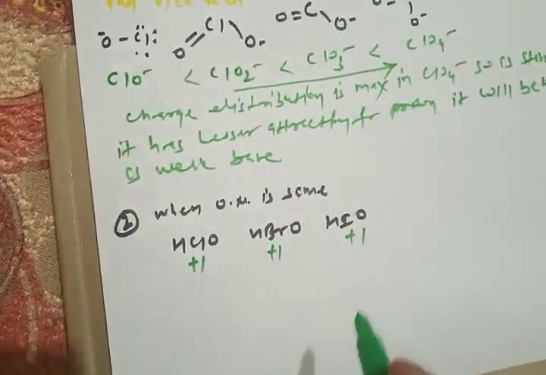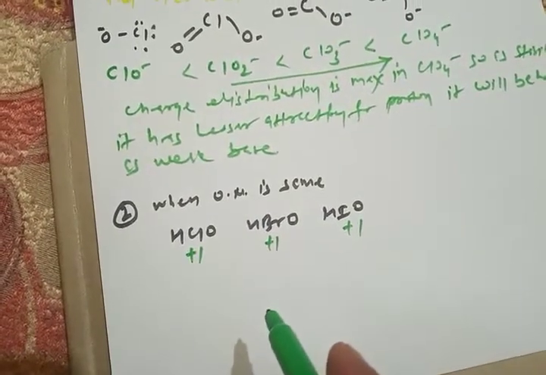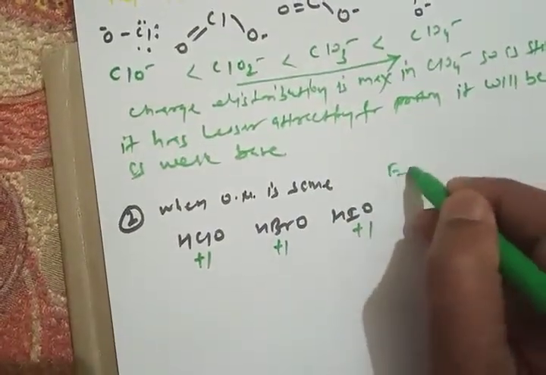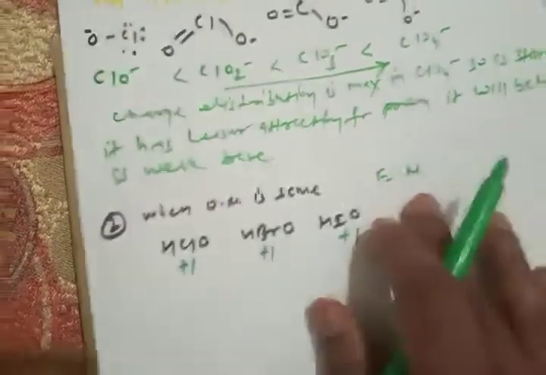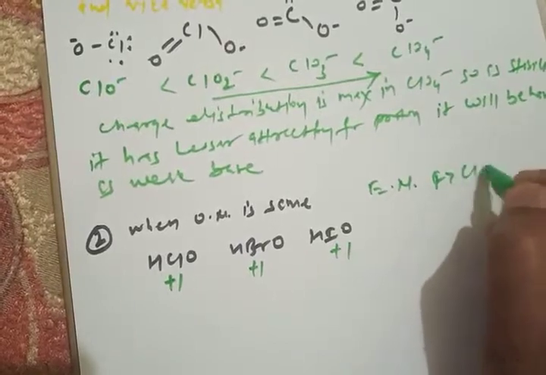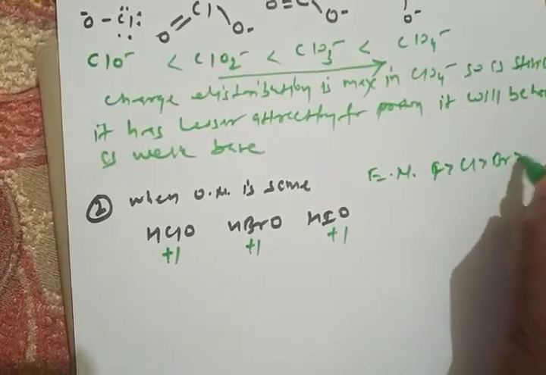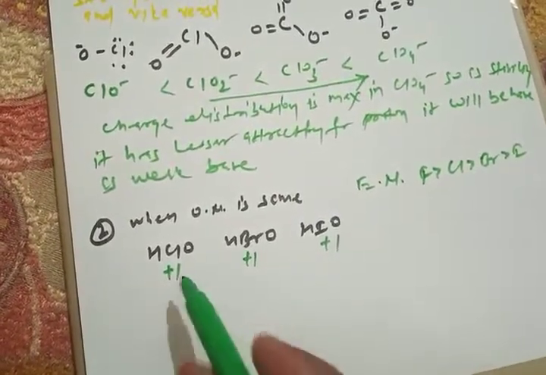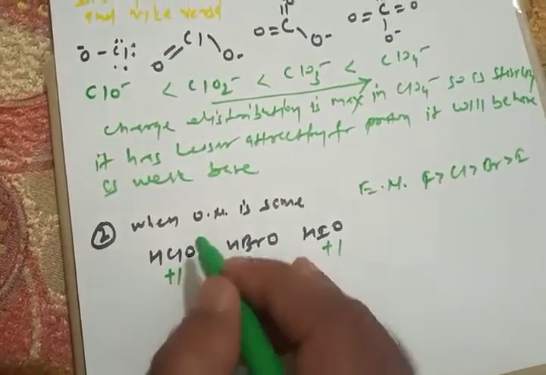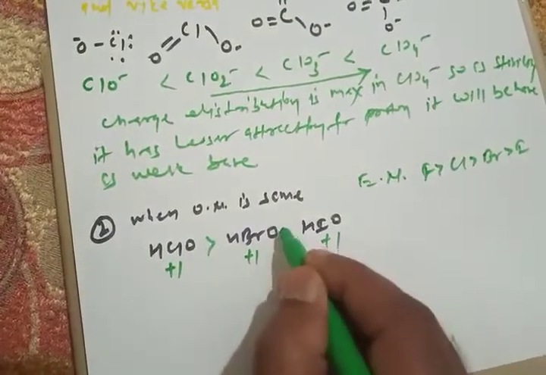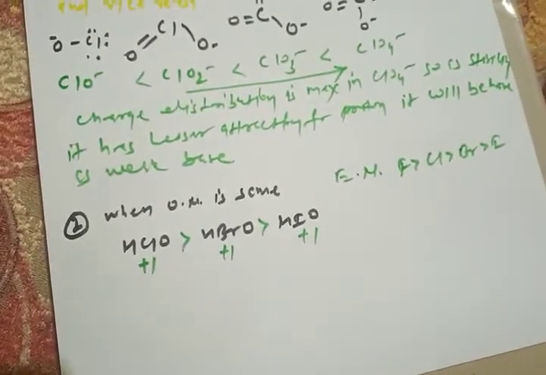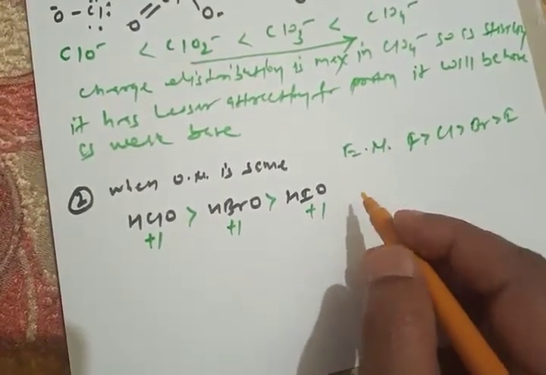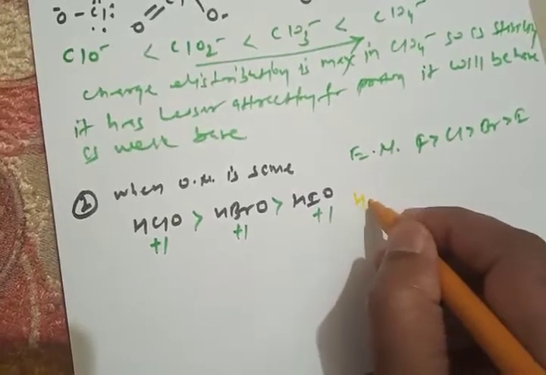In this case, we will check the electronegativity behavior. Of course, the electronegativity order we already know: fluorine, chlorine, bromine, and iodine. Electronegativity is highest for chlorine. So based on the electronegativity, the highest acidic strength is for HClO. Why is it happening? See, we will take two cases. First is HOCl.